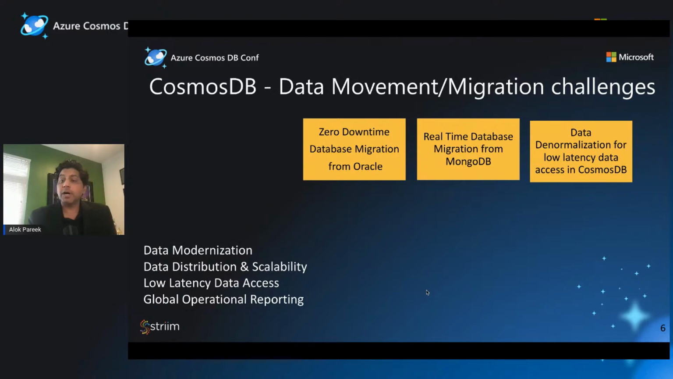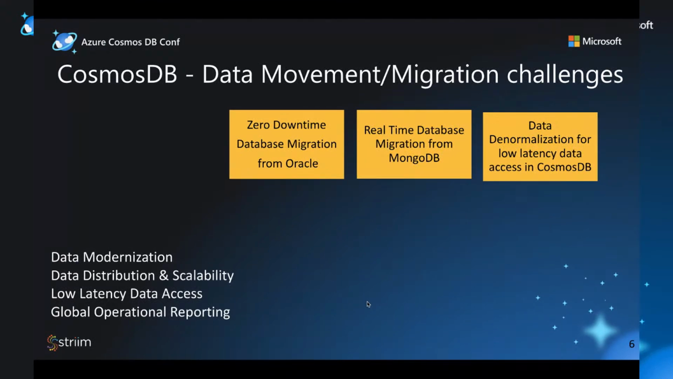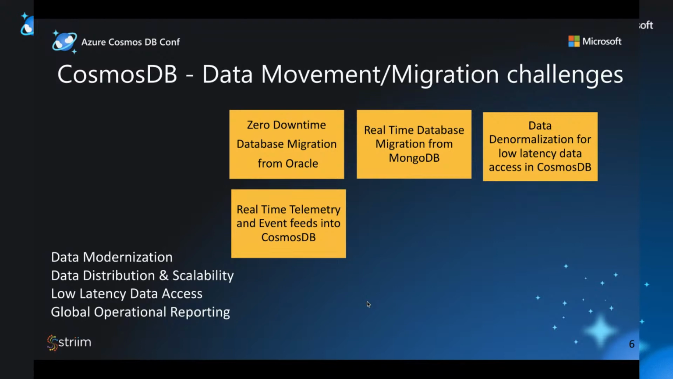You may want to do data denormalization, like I mentioned, where your goal may not be to sunset an application, but there's a new application being deployed for digital transformation or data modernization, and as part of that, you want to have a brand new application run on Cosmos DB. Real-time telemetry and event feeds into Cosmos DB is another critical use case, and this has to do with the ability to ingest at very, very high volumes, typically millions of events per second.